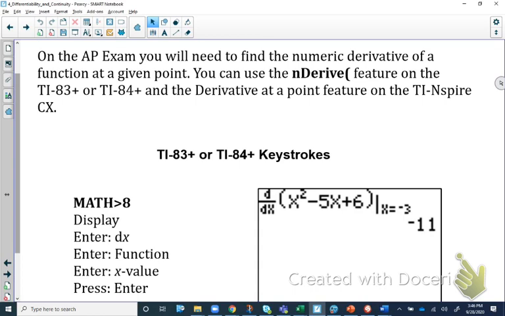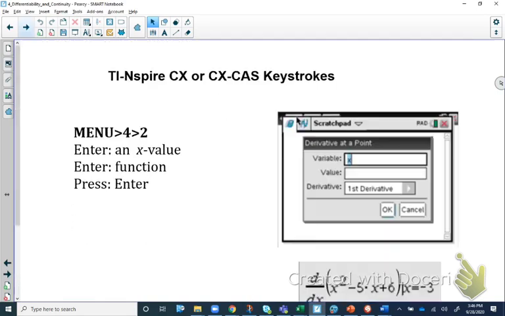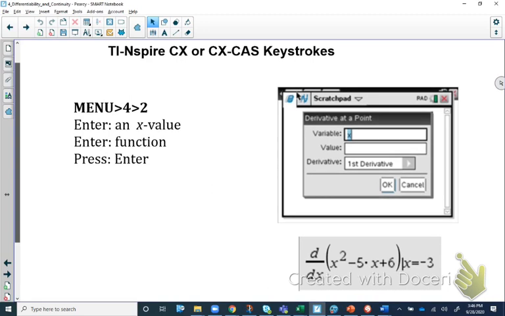Okay, so what we see on the screen here is what it would be for a TI-83 or a TI-84, one of the older looking graphing calculators. I believe most of us are probably going to have the Inspire calculators. That's what I'm using in class mostly, so I'm going to try and do that stuff with you here. Here, they're giving you the keystrokes. You would say menu, then hit the number 4, then hit the number 2, and it's going to give you something that looks like this on your screen.